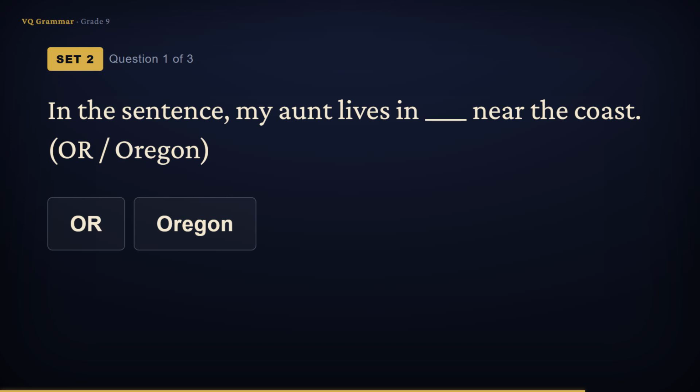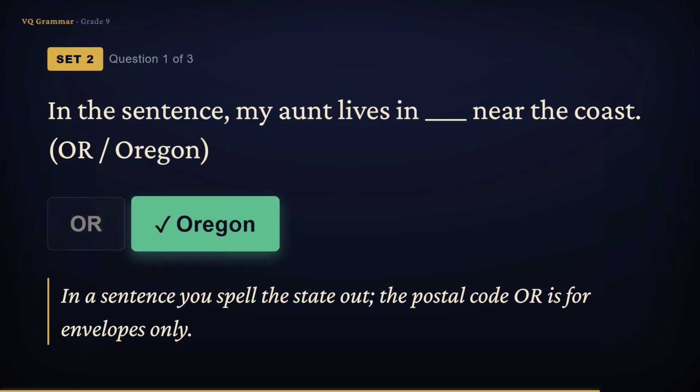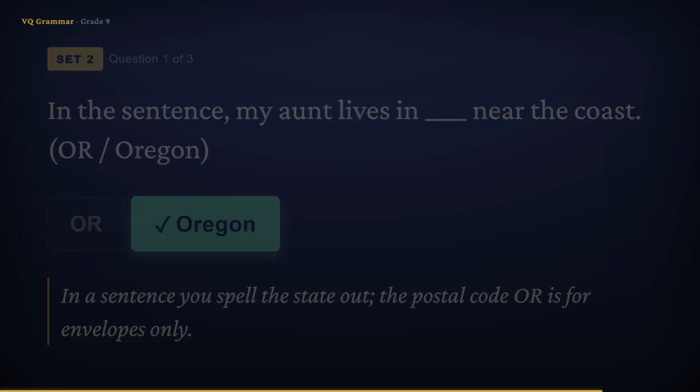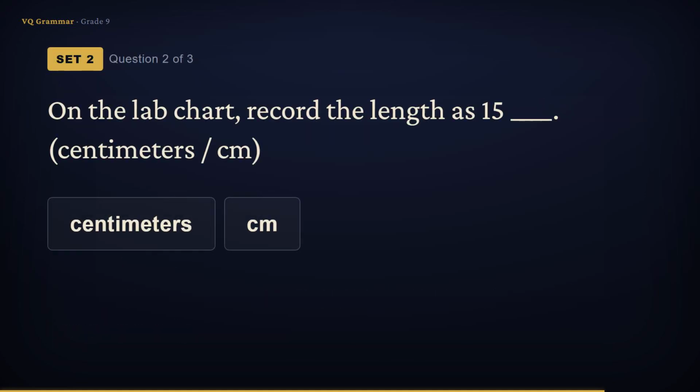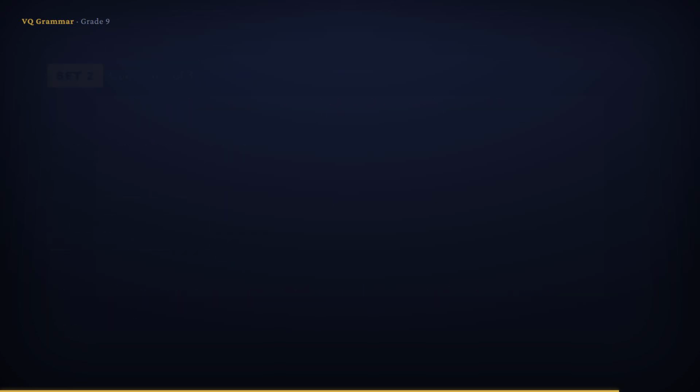In the sentence, "My aunt lives in blank near the coast." This is an ordinary sentence, not an envelope, so the 2-letter code won't do. We spell the state out, so the answer is Oregon. On the lab chart, record the length as 15 blank. Because this is a chart, technical writing with a numeral, we use the abbreviation, so the answer is CM.